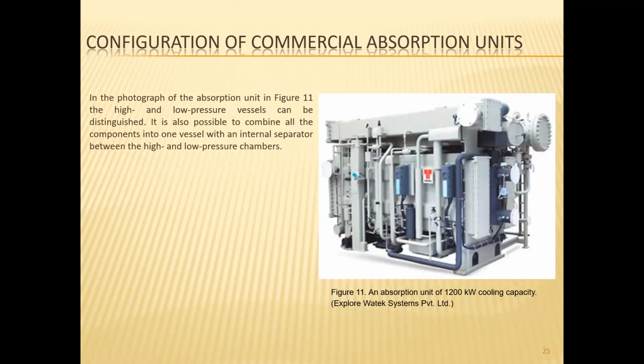So, in the photograph of the absorption unit, this is an absorption unit of 1,200 kilowatt cooling capacity. So, those are the brands. The high and low pressure vessels can be distinguished. It is also possible to combine all the components into one vessel with an internal separator between the high and low chamber. Because they have different pressures.